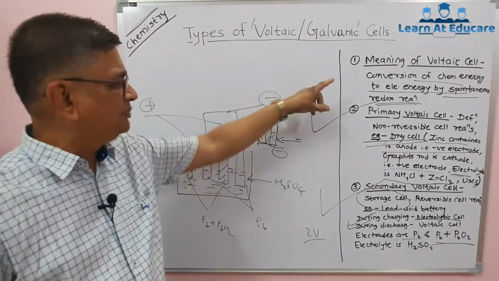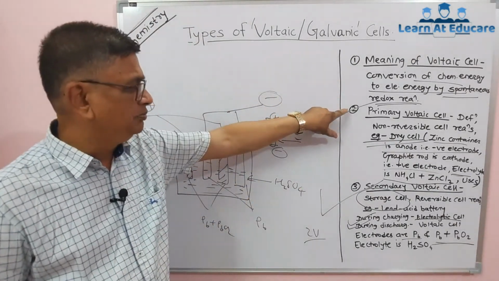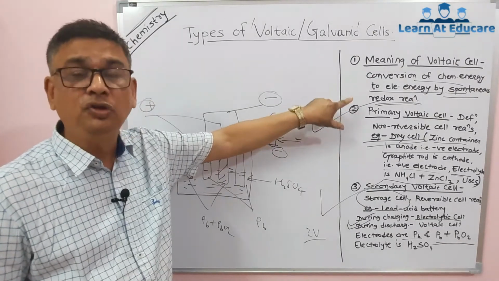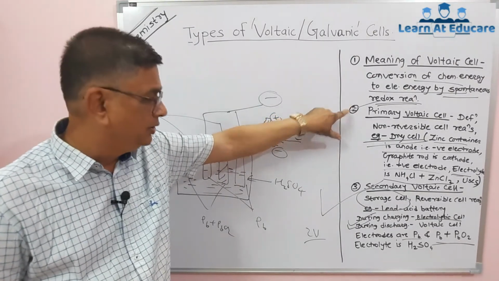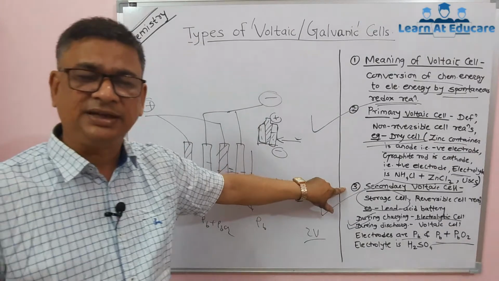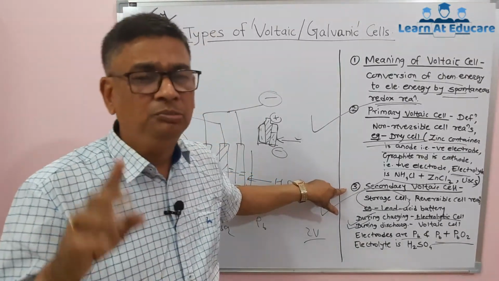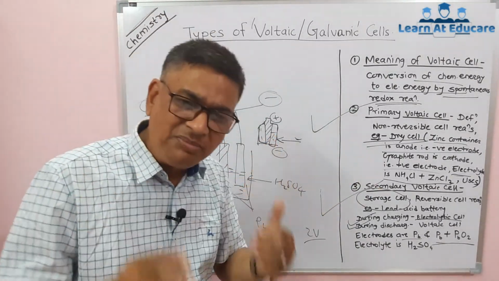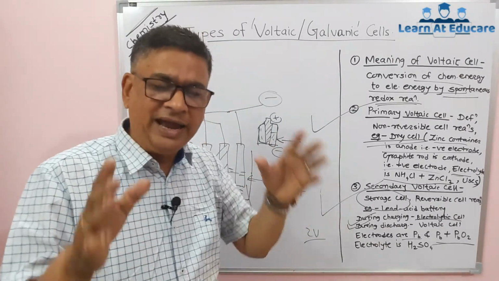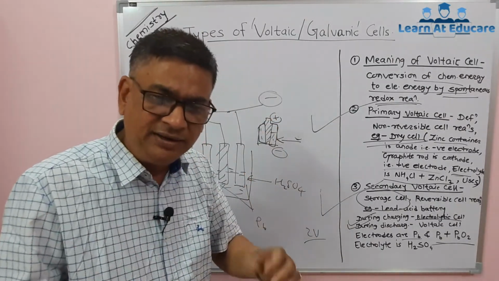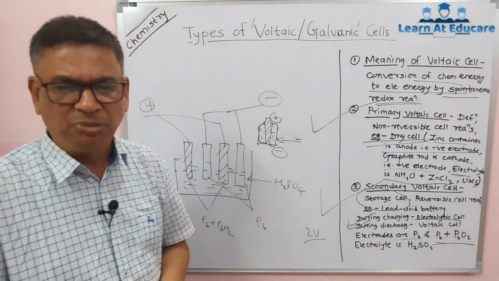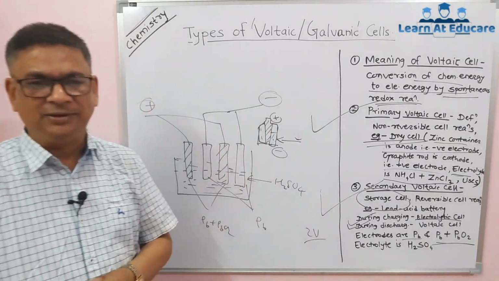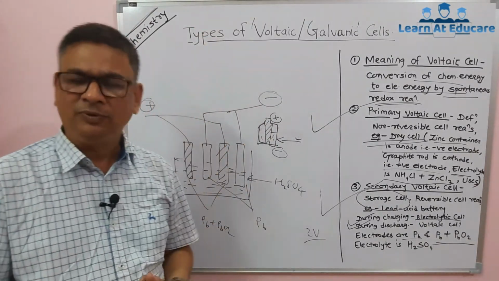So that is the two types of cell, remember. Primary cells are non-reversible and non-rechargeable, while secondary voltaic cells are rechargeable because their cell reactions can be reversed and restored; they actually store the electricity and give the electricity. So that is for this session on the types of voltaic cells.